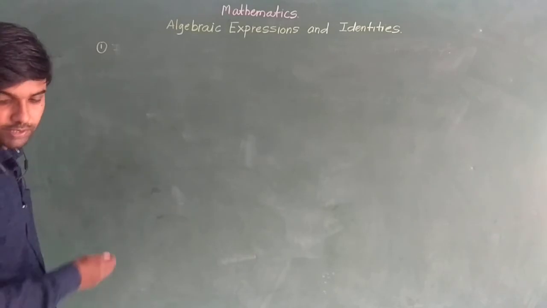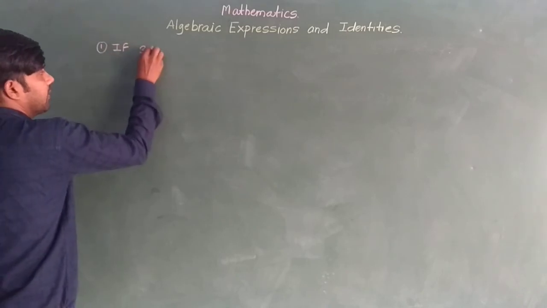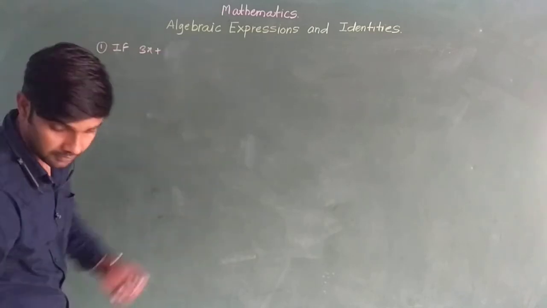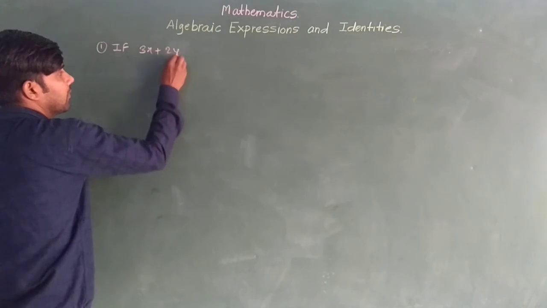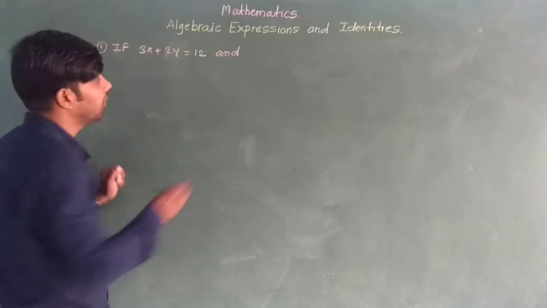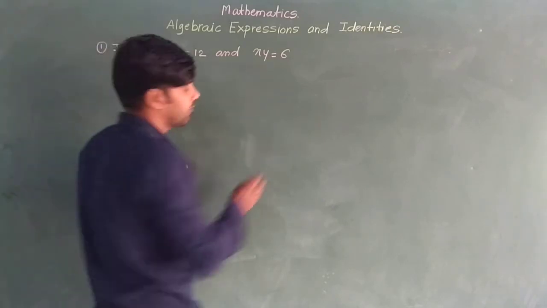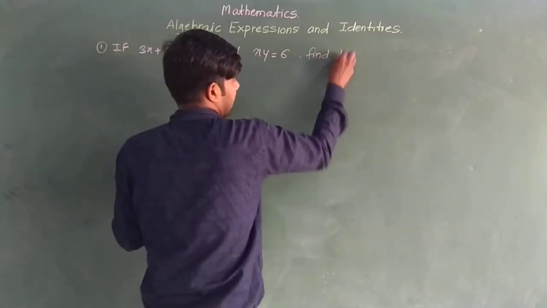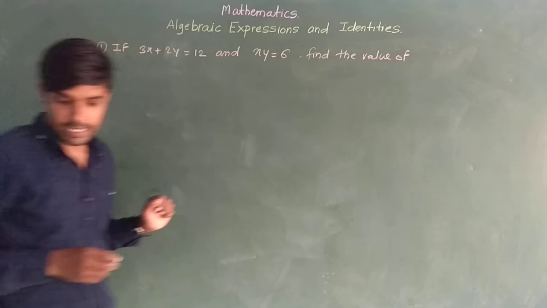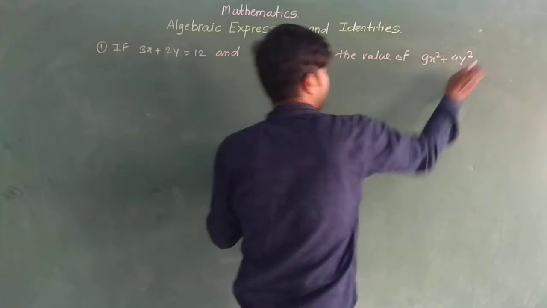If 3x plus 2y is equal to 12, and xy is equal to 6, find the value of 9x square plus 4y square. Okay, 9x square plus 4y square.